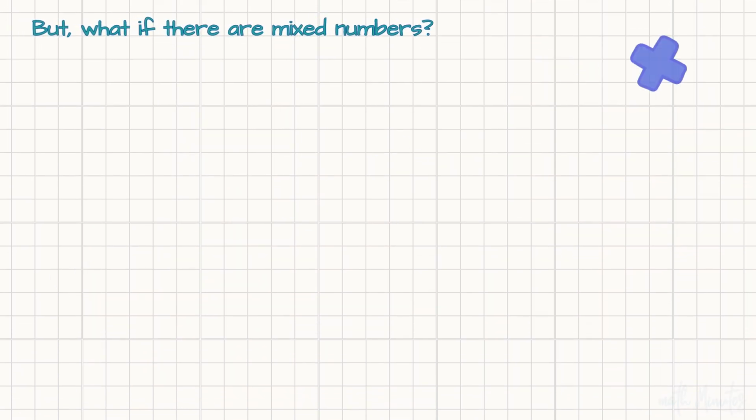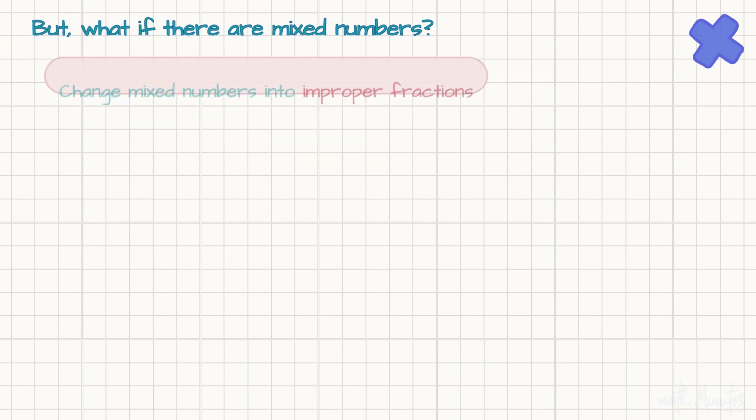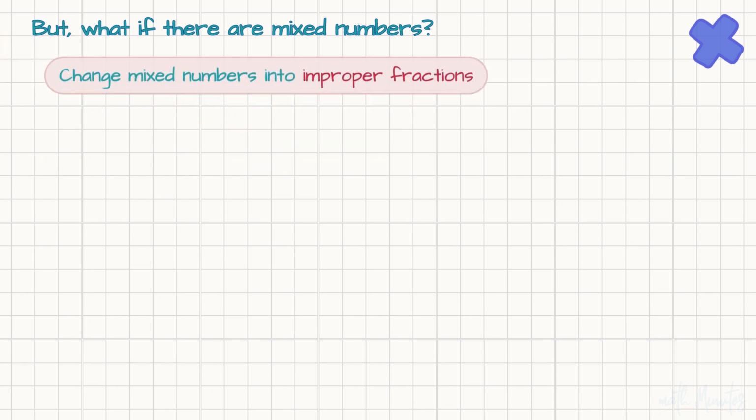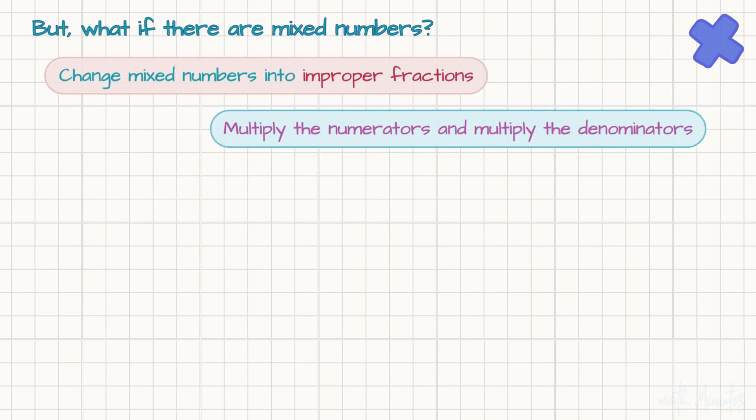But what if you have mixed numbers? No worries, we first convert the mixed numbers into improper fractions, and then we use the same multiplication process. Multiply the numerators and the denominators separately and simplify the result if necessary. Let's multiply 2/3 by 3 1/4.